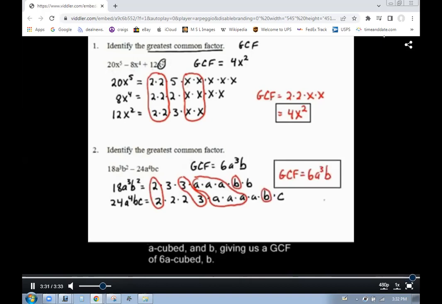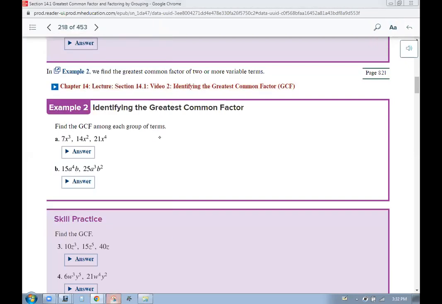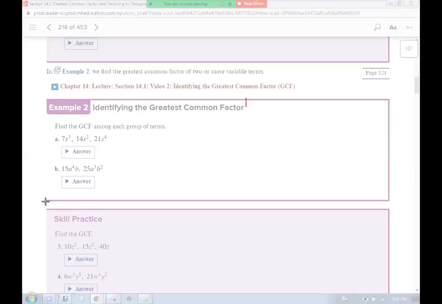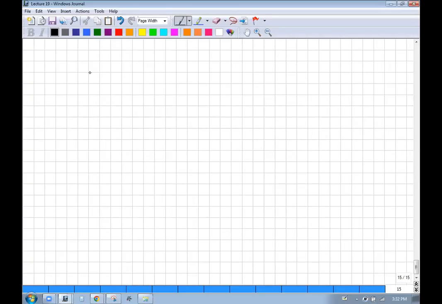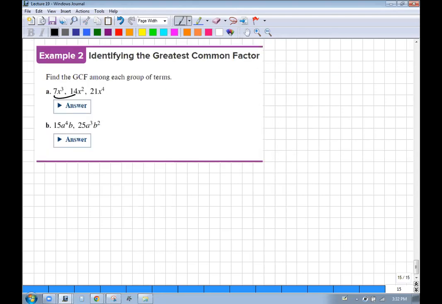All right. So this is pretty easy here. We should be able to eyeball this stuff fairly easily. All right. First, look at the constants here. What's the biggest thing you can pull out of these three numbers? Right? 7. 7 divides into both of these. You can't pull anything bigger than 7 out of 7. All right? And the highest power of x here is x squared. So that's your GCF, right?